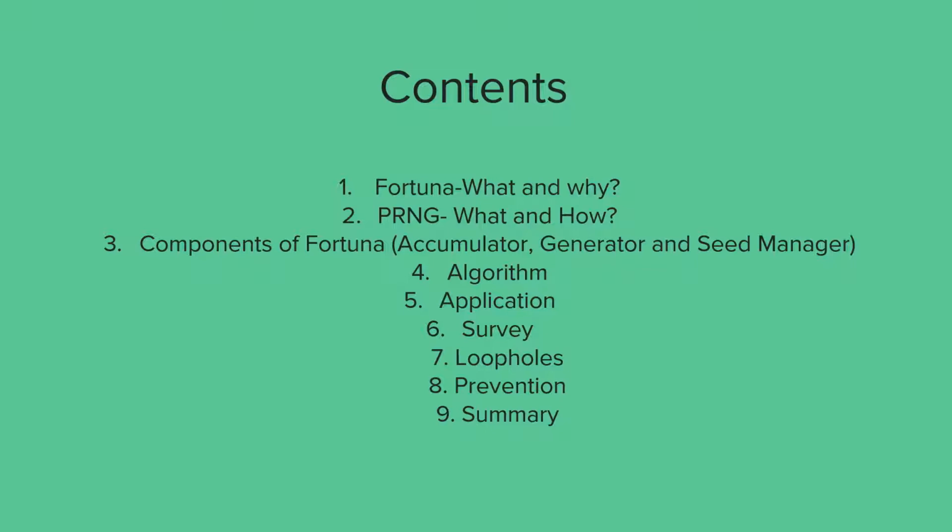Okay, then let's get started. So the contents are mainly Fortuna, what it is and why we need it, then what PRNG is and how that is being used. We're also going to look at the components of Fortuna, which are mainly accumulator, generator, and a seed manager. Then we will understand the algorithm behind it. We will look at some applications. We will also survey them and then look at the loopholes in the system, the prevention from them, and finally the summary.